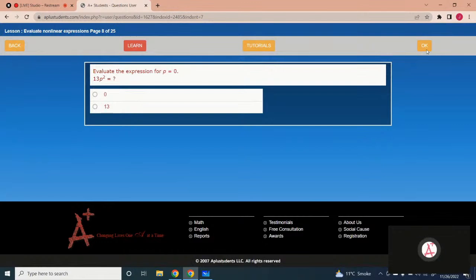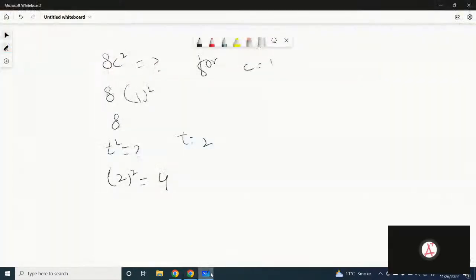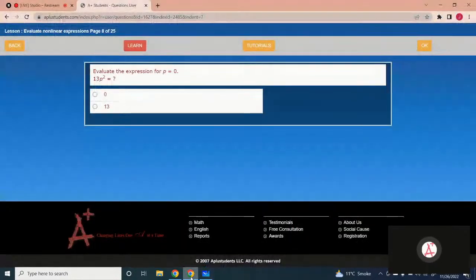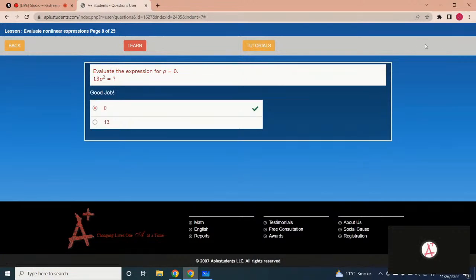Okay, the next one you have to evaluate for p equals 0, and you have to evaluate 13p square. So just replace the variable with the value, p is 0. So 0 square is 0, and 0 multiplied by any number equals 0. Got it? So the correct option is 0.